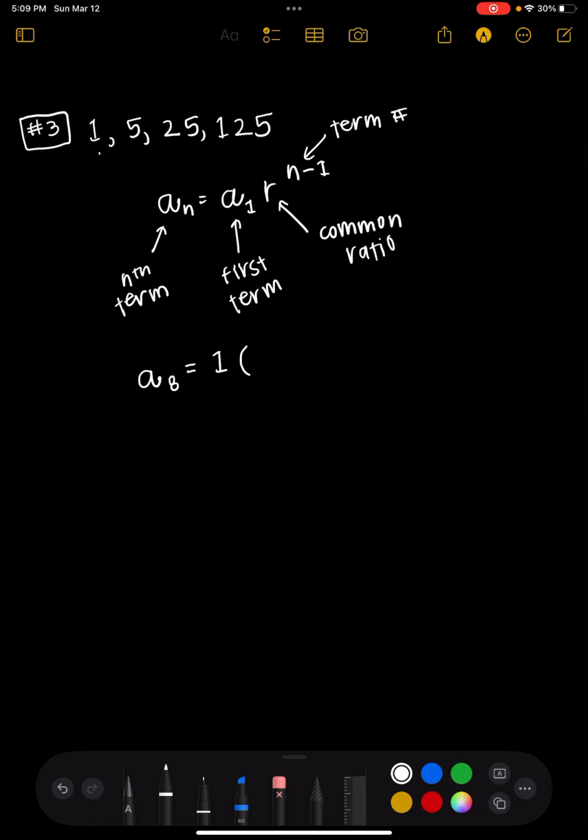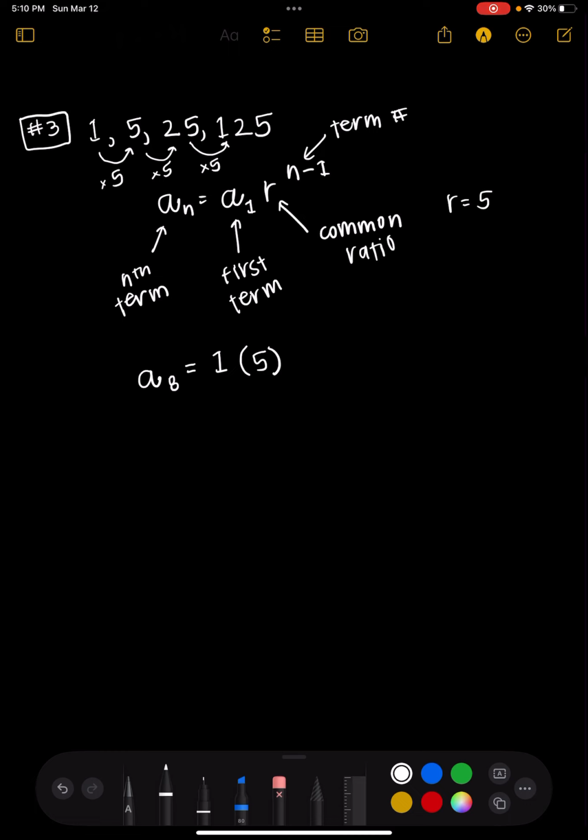To go from 1 to 5, what did I have to multiply by? I multiplied by 5. To go from 5 to 25, I multiplied by 5. To go from 25 to 125, I multiplied by 5. So our r has to be 5. I'm going to write that over here. r is equal to 5. And then that's to the power of n minus 1.